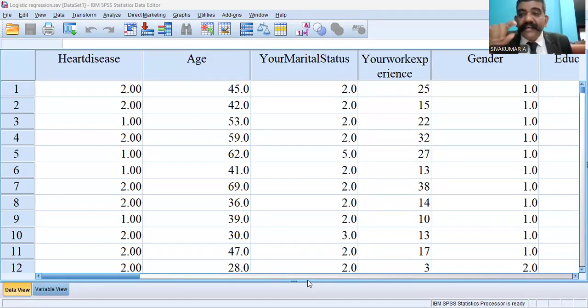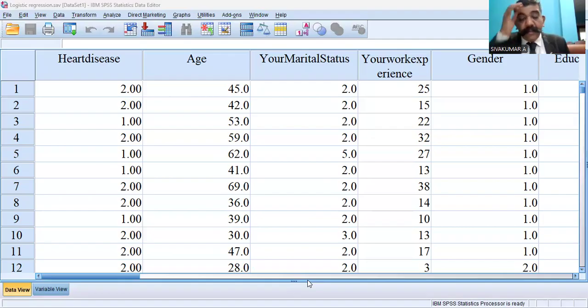As the name indicates, there is something related with binary, that means two states. In ordinary regression, your dependent variable should be measured on a continuous scale. But in binary logistic regression, commonly known as logistic regression, your dependent variable should be measured on a binary scale, two states, 0 and 1, otherwise 2 and 1, etc.